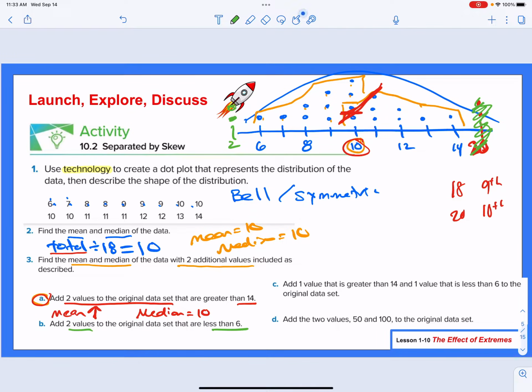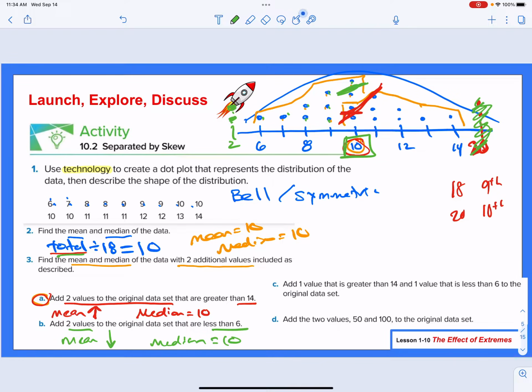By adding 2 values to this side of the dot plot, I'm going to have a mean that's going to decrease because that total number is going to be less. And so my mean is going to decrease. For the median, the same thing's going to be true. I still need to go to the 10th term. Now 1, 2, 3, 4, 5, 6, 7, 8, 9, 10. The 10th term is there, but that's still going to be at the value 10. The median still equals 10.